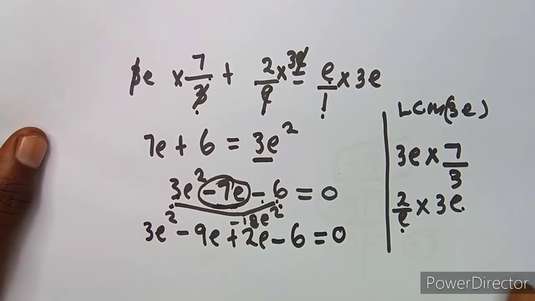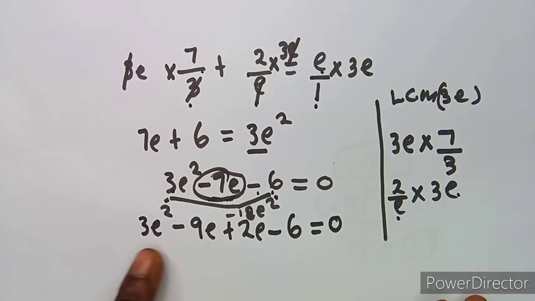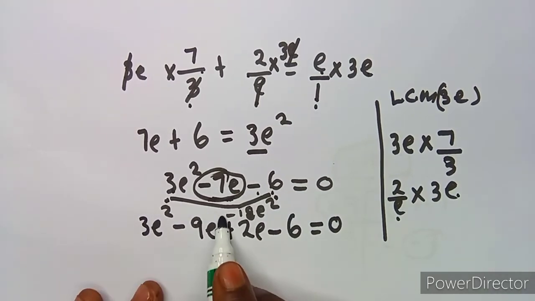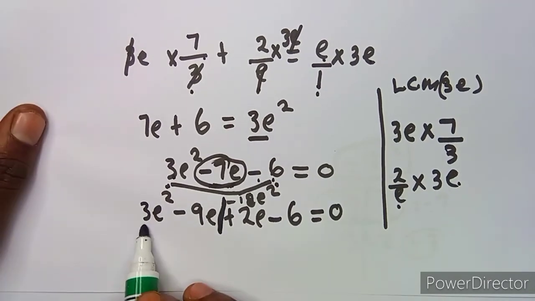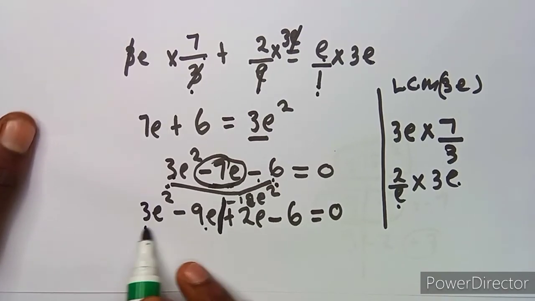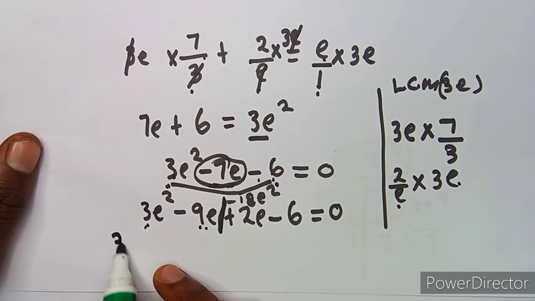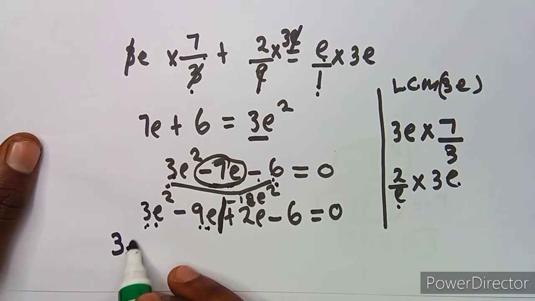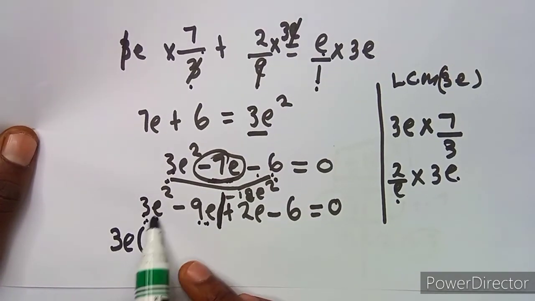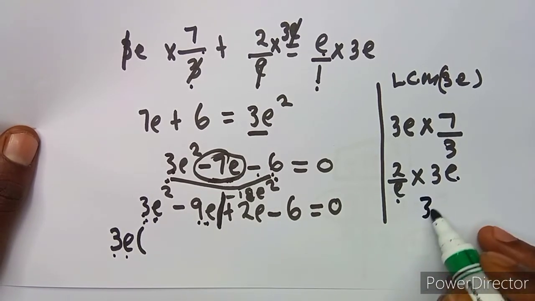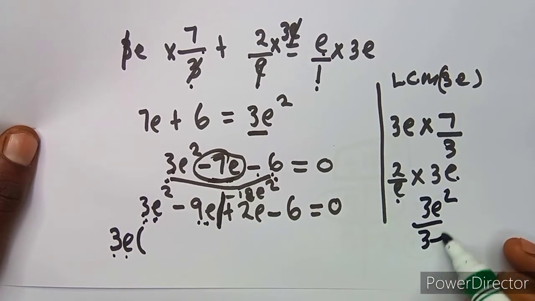Okay, so remember from your factorization, when you've got 4 terms, you're going to group them into 2. For the first 2, you have to factorize what is common. So 3 and 9, 3 is common. You've got e and e is common, like this. Okay, so you're going to divide 3e squared by 3e, and 3e squared by 3e like this.